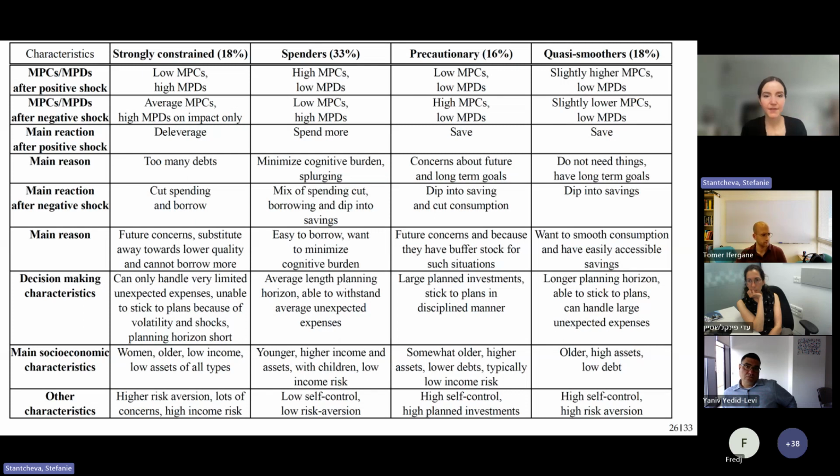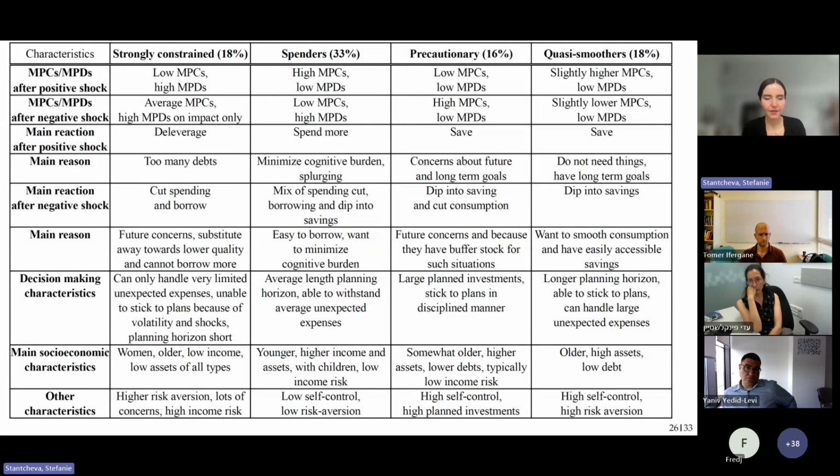And their main reasons for their actions are generally that they have too many debts. So when they have a positive shock, they try to repay them. On the negative side, they have a lot of future concerns, and so they're worried. They have to cut spending and borrow extra. They substitute towards lower quality goods. They often cannot borrow even more.